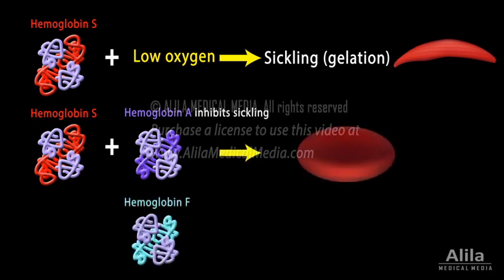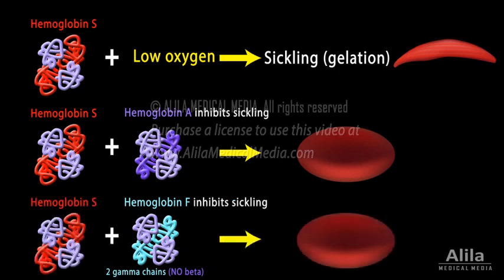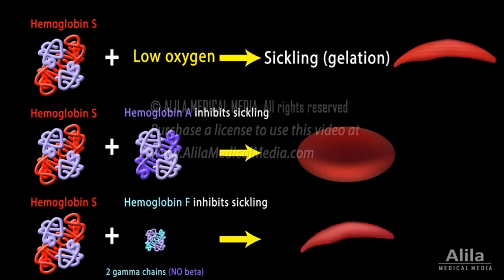Fetal hemoglobin F, which has 2 gamma chains in place of 2 beta chains, also suppresses sickling. Infants born with the condition seem to benefit from high levels of fetal hemoglobin in the first few months of life. They do not develop symptoms until the age of 6 months or so, when fetal hemoglobin levels drop.